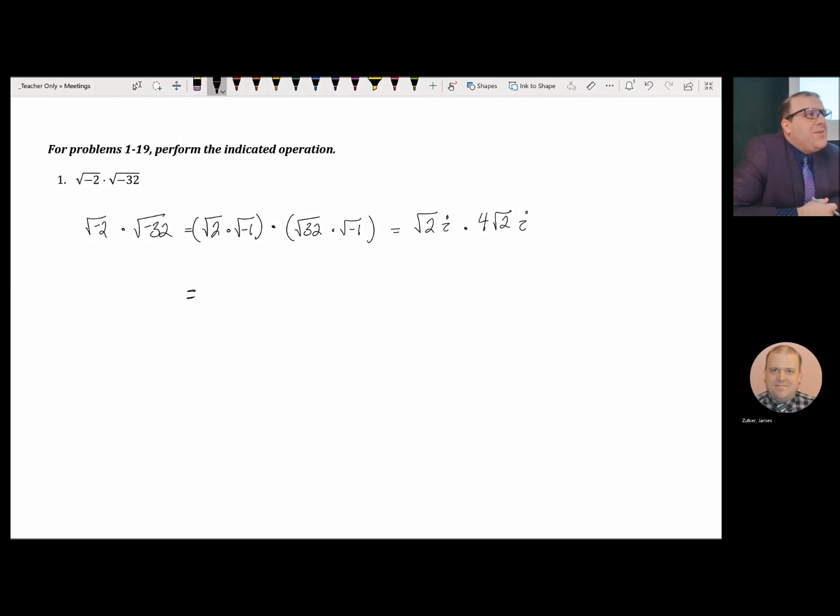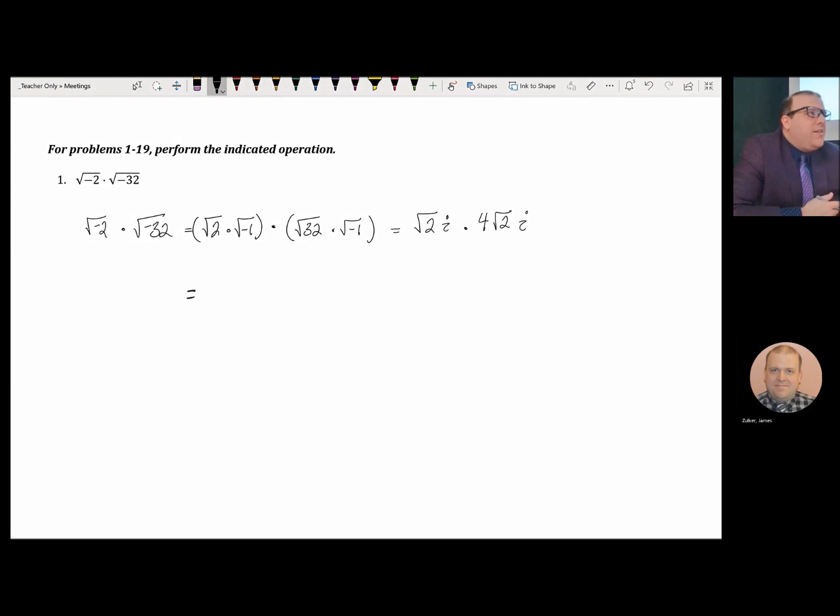Isn't root 2 times root 32 root 64, which is 8? I haven't done the multiplication yet. I'm just rewriting these as complex numbers, which, keep in mind, you have to do first. You can't multiply this out and say negative 2 times negative 32 is 64, therefore the answer is 8. I wouldn't do that.